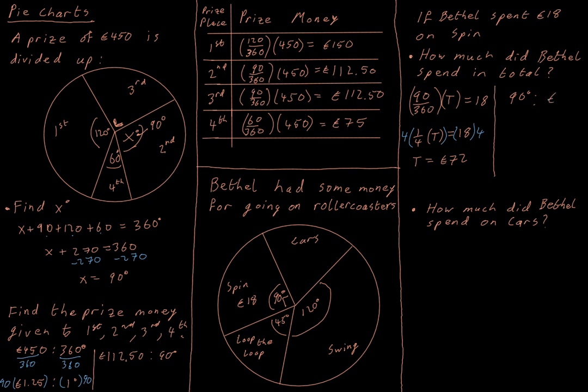If 90 degrees is 18 euro, and we want to know the total amount of money spent, then we could find out what 1 degree was, because we want to know 360. So 360 degrees would be our total circle, so our total amount of money spent. So 1 degree would be 0.2 euro, 20 cent, and then multiply by 360 to get up to 360 degrees. And we get 360 degrees, our total, is 72 euro. So that's two different ways that we can approach the problem.